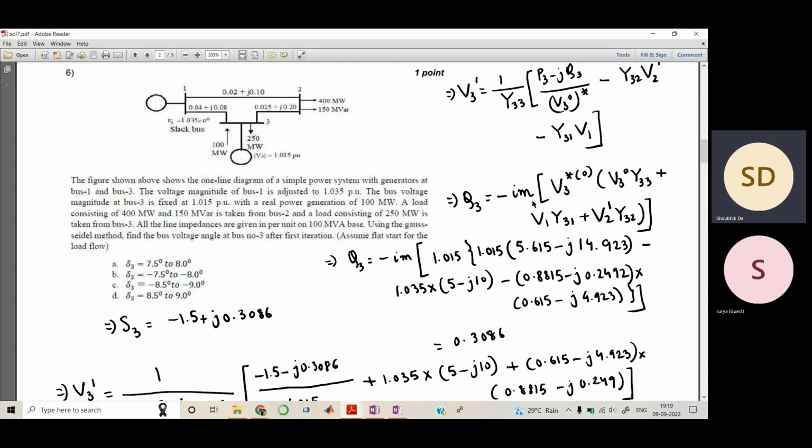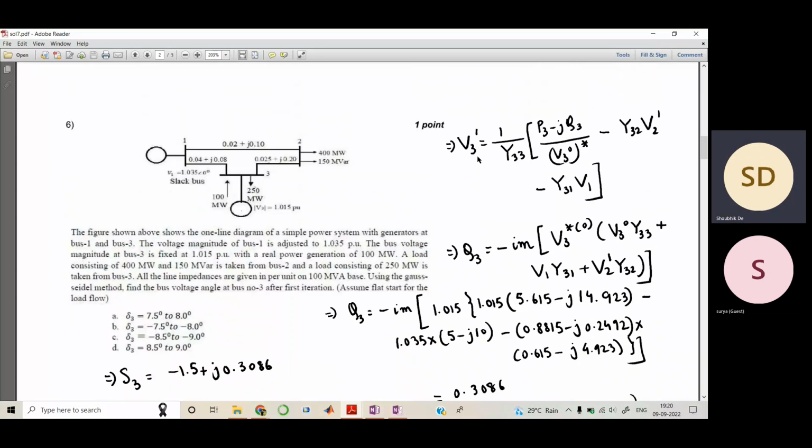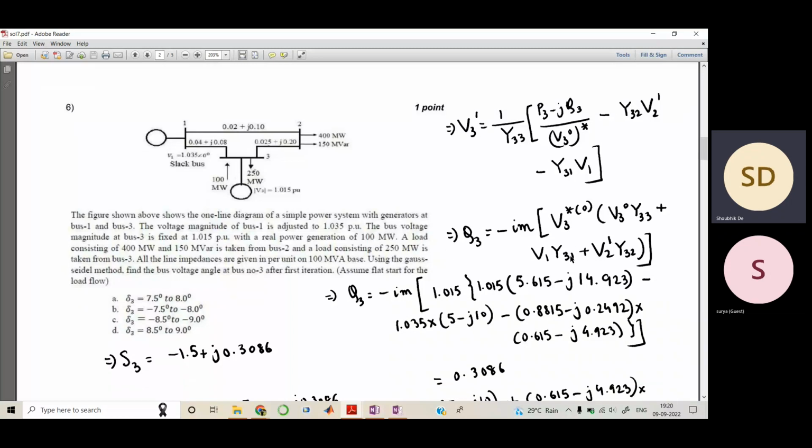That is why this Im is there, because you only have to take into account the magnitude related to the j term. And this is V3 star with 0. Again, this is the formula. Since you are calculating after the first iteration for V3, in arranging order 1, 2 and 3, you have to take V2 after the first iteration. So that previous V2 information is required here.